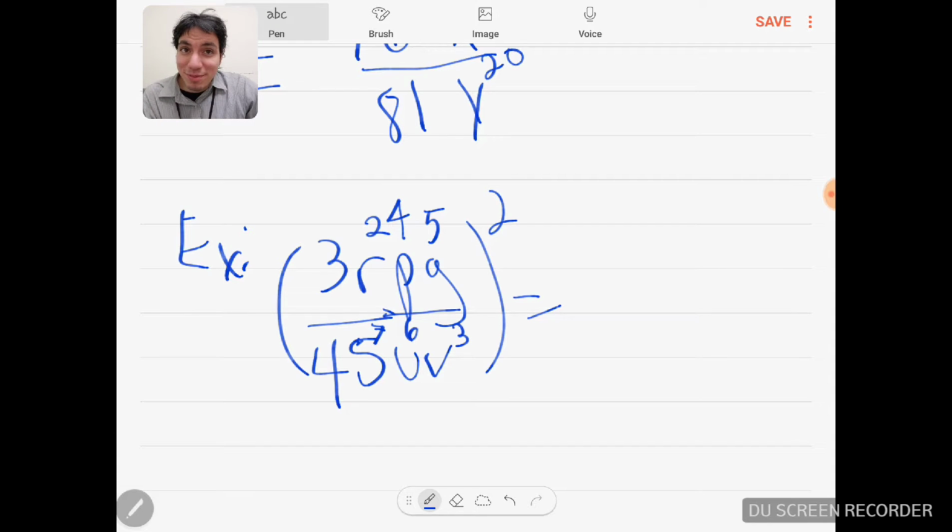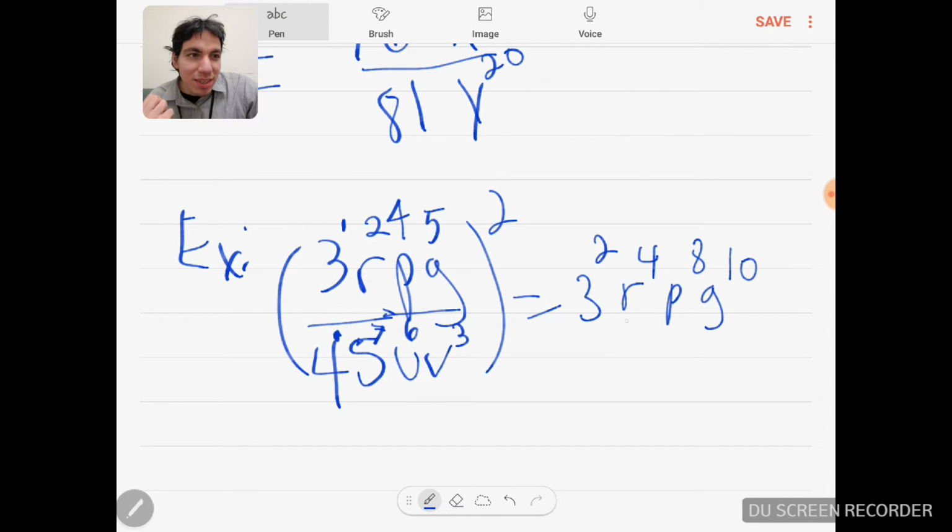So, this is a mess. And you've got to take one step at a time. So remember, first thing's first, put the little 1 there and put the little 1 there for the base, so you don't forget to extend or distribute the 2 into everything in the numerator and everything in the denominator. So this would be 3 to the 2nd, r to the 4th, p to the 8th, and g to the 10th, all over 4 to the 2nd, s to the 14th, u to the 12th, and v to the 6th.